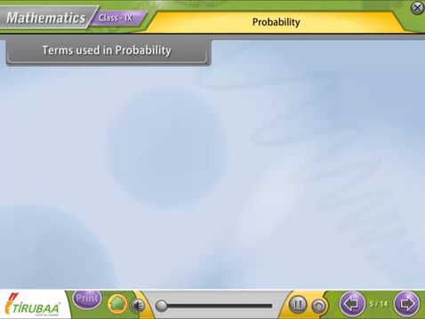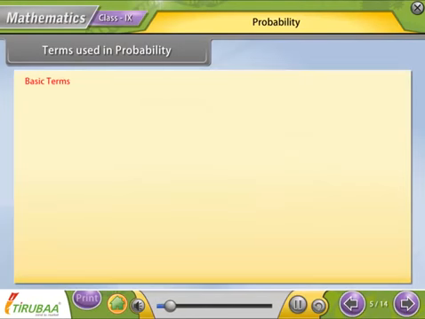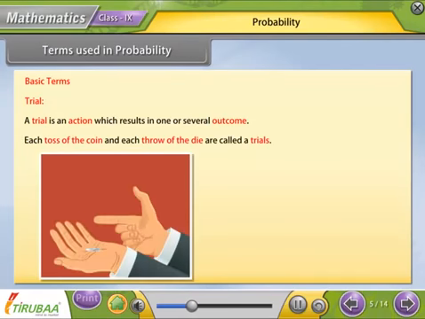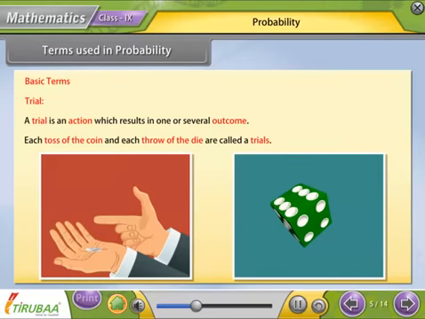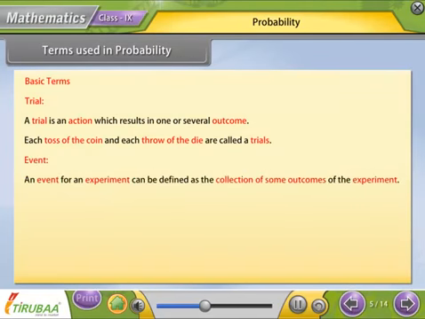Terms used in probability. Before going further, let's learn about basic terms used in probability. Trial. A trial is an action which results in one or several outcomes. For example, each toss of the coin and each throw of the dice are called trials. Event. An event for an experiment can be defined as the collection of some outcomes of the experiment.